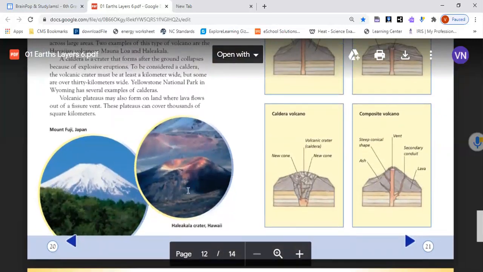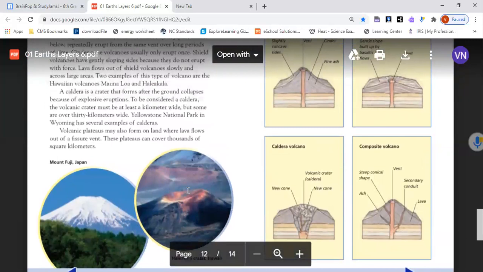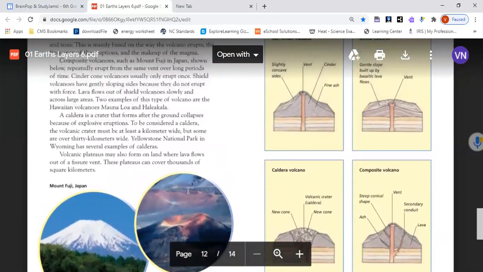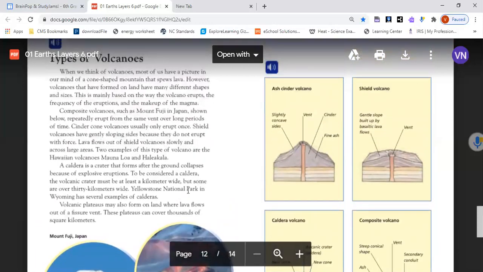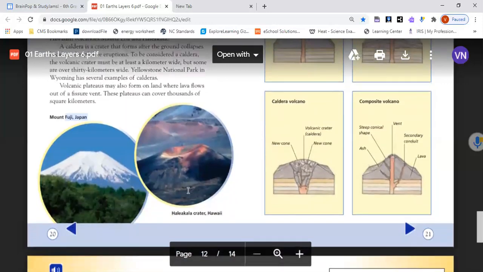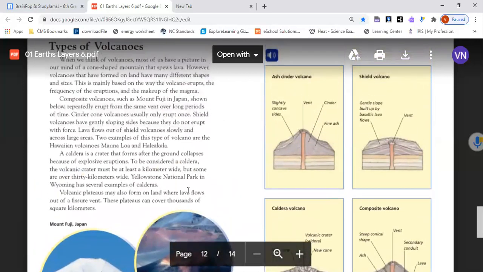So here, this is how a caldera volcano looks. Composite volcano looks like this. It has a steep conical shape. Caldera does not have a steep conical shape. Ash cinder volcano has a nice good vent. Shield volcano's vent is almost flat. So if you want to identify the different types of volcanoes, this is how it is. We have ash cinder volcano, shield volcano, caldera volcano, and composite volcano.